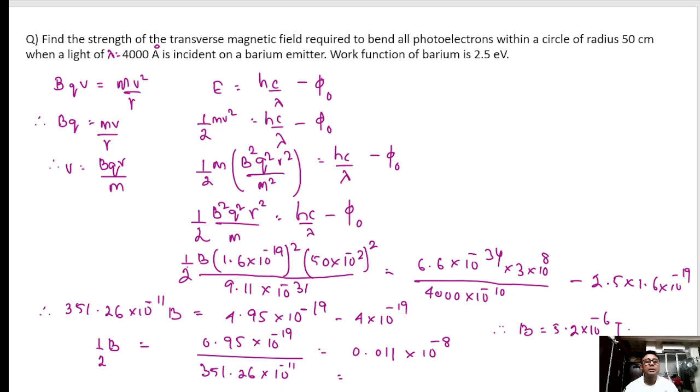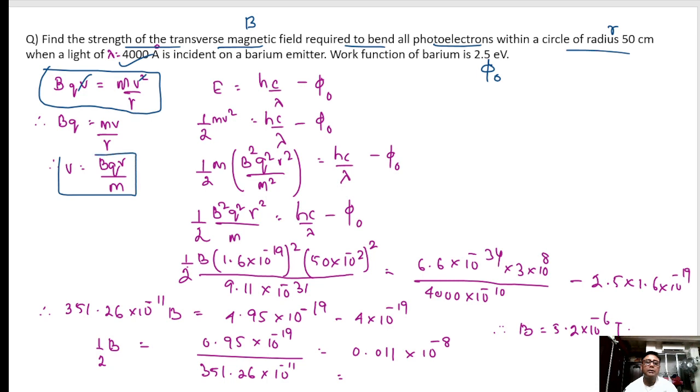Next, find the strength of the transverse magnetic field. So B I have to find, required to bend all photoelectrons within the radius r I know. Same way, lambda is given to us, work function is given to us. So first of all bqv equal to mv square by r, one v cuts. From here we find out the v first of all. Now we know for photoelectric effect this is the formula, where E equal to half mv square. Now putting the value of v, so this is the value of v.